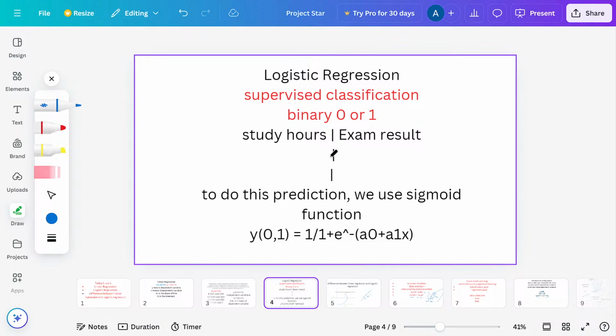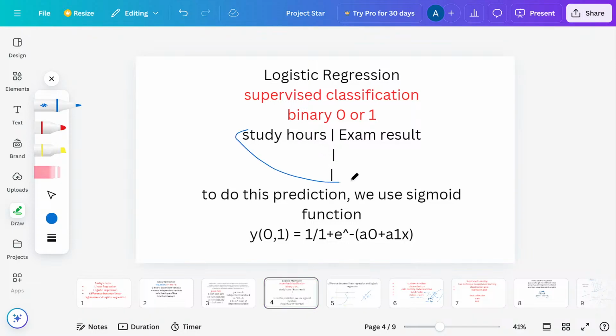In order to use this equation, let me give you one example: study hours and exam result. Let's say there is one student who studies 2 hours. Then he's going to fail the examination. If there is one student who studies 3 hours, he will also fail. There is one student who studies 4 hours, he will definitely pass.